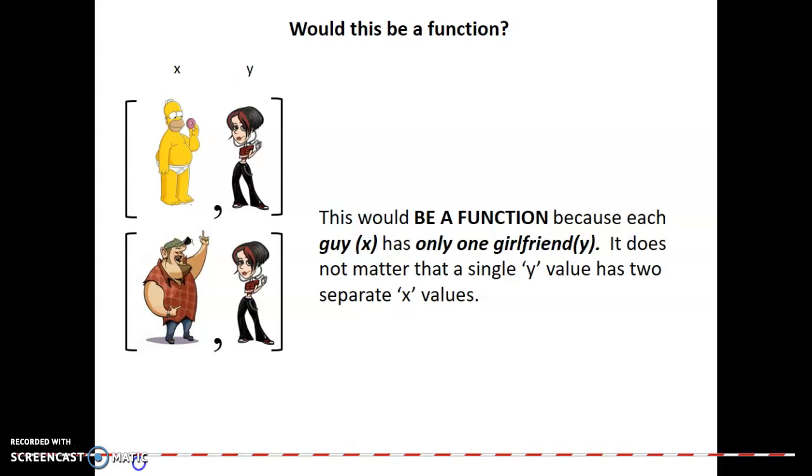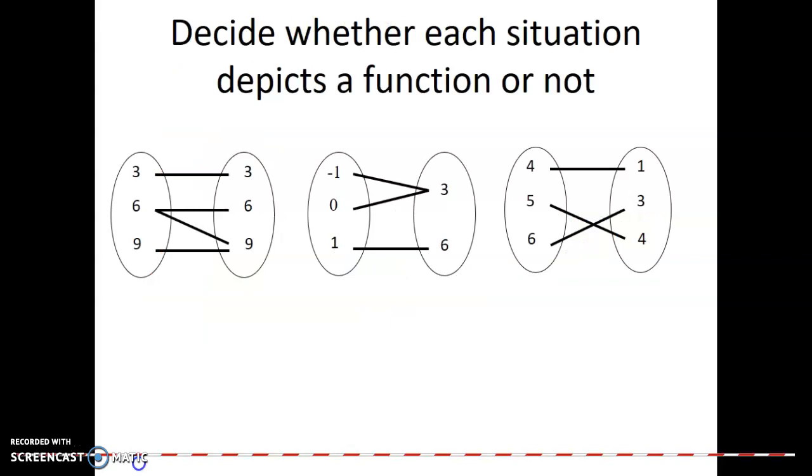So let's look at this in terms of some math stuff. Okay, so this is a function, I guess, tree. Okay, so on the left are the x's, on the right are the y's. So we would figure out whether or not this is a function or not. Okay, so in the first one, this would be a no. Okay, the reason being is because 6 on the left is seeing both 6 and 9 on the right. So that's not good. He can't cheat on his girlfriend.